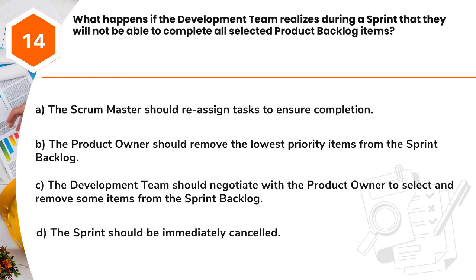Question 14. What happens if the development team realizes during a sprint that they will not be able to complete all selected product backlog items? A. The Scrum Master should reassign tasks to ensure completion. B. The product owner should remove the lowest priority items from the sprint backlog. C. The development team should negotiate with the product owner to select and remove some items from the sprint backlog. D. The sprint should be immediately cancelled.